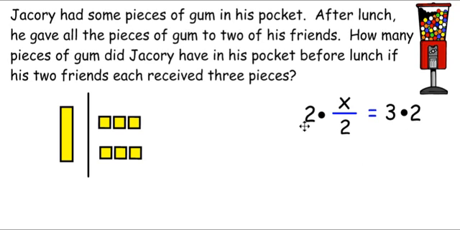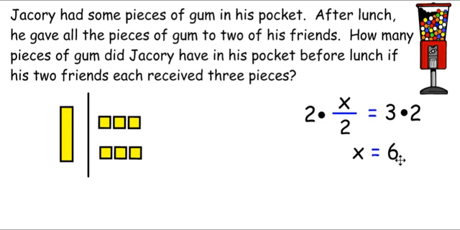Dividing by 2 and multiplying by 2 are opposite operations. So that would leave my X all alone, and 3 times 2 is 6. Now remember, this works because dividing by 2 and multiplying by 2 cancel each other out on this side of the equation to leave X, and 3 times 2 again is 6.